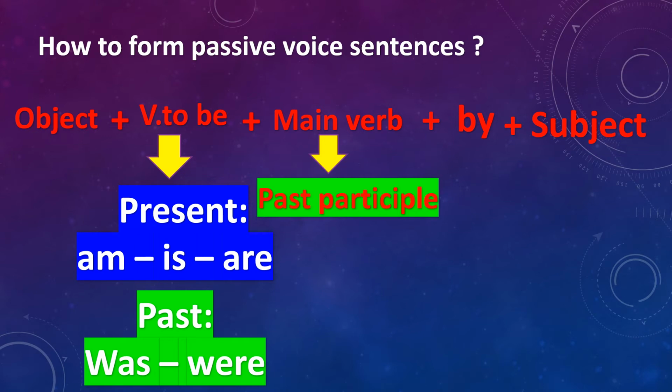So again, concerning the passive voice sentences, we have OVVS. O for the object and V for verb to be. Verb to be should be mentioned in the passive voice sentences, and it can be present, am, is, are, or past, was, or were. Then comes the main verb, the main action in your sentence, and the main action should be past participle. Then you have to mention by, and at the end of the sentence you put your subject. Now let's see some examples here.